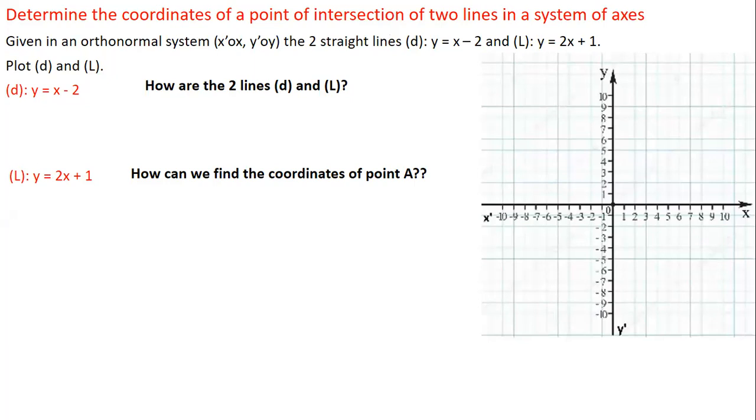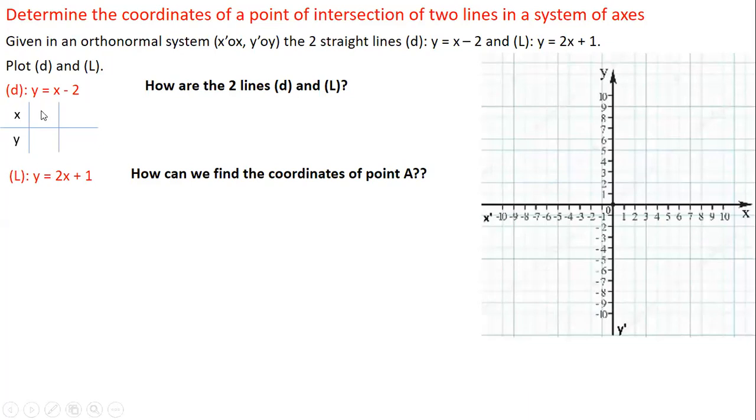Okay, what is the slope of line D? This is the line D, Mahdi. D is y equals x minus 2. I want to draw the line. To draw any line in a system of axes, what should we do? We draw a table, right, Mahdi? So we draw a table. In the table, we take two values, x and y. What is the first value you take for x, Mahdi?